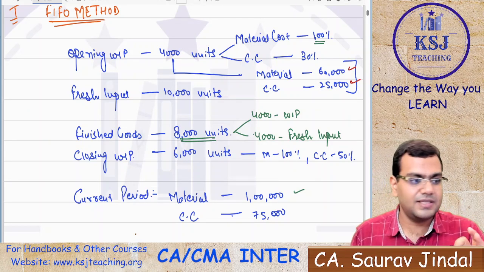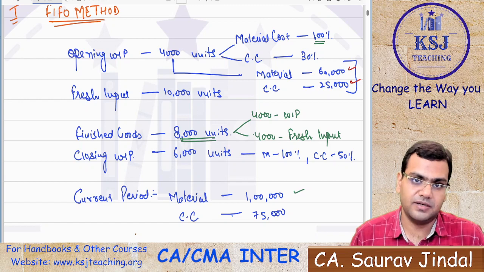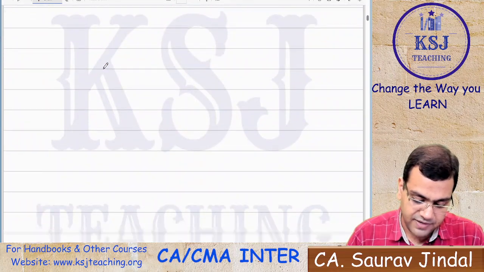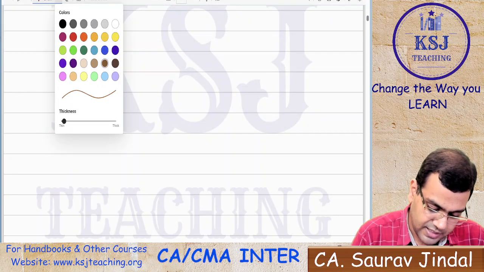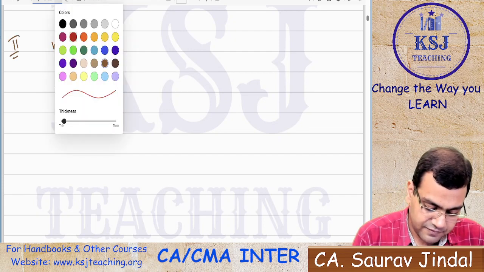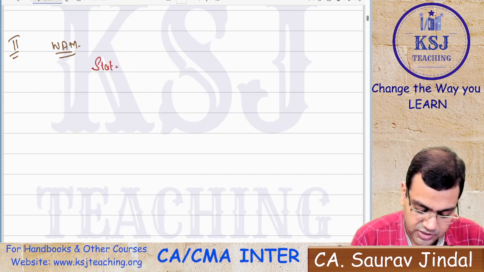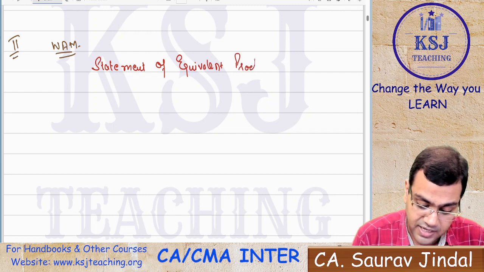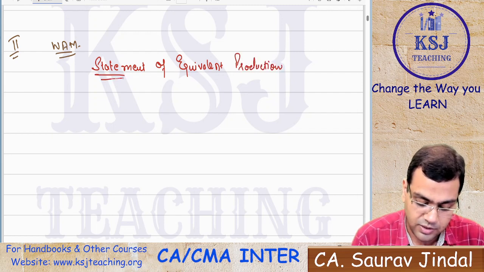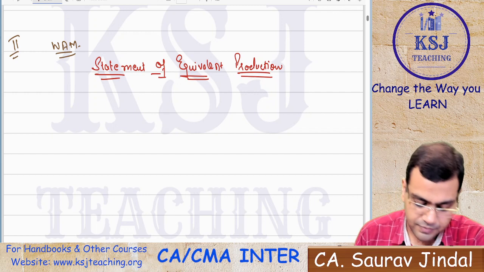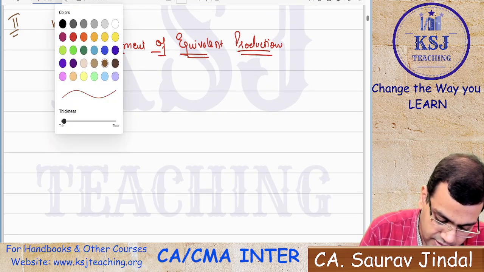The same question can be done by the weighted average method. Let's see how to do it by the second method, the weighted average method. The steps remain the same. The first step will be the statement of equivalent production. Why am I spending so much time on revising this? Because this is very important, and if you miss any of the points in this, then trouble can be there. So, statement of equivalent production.